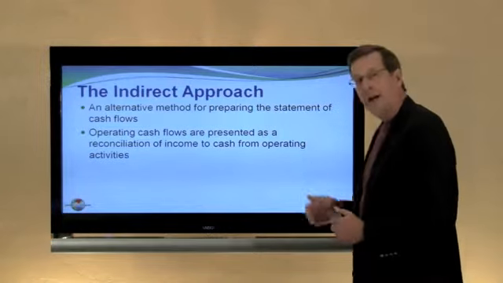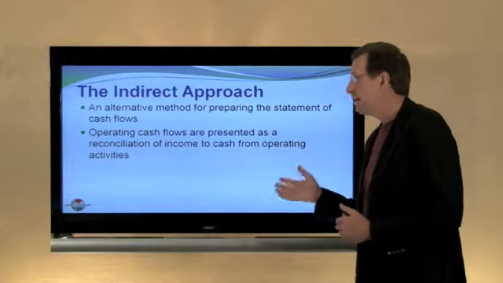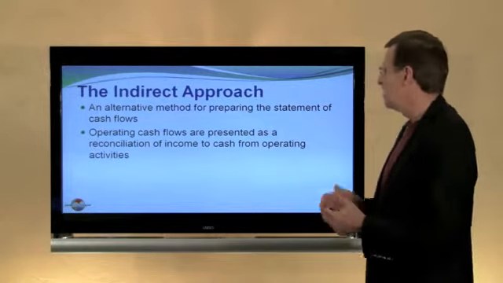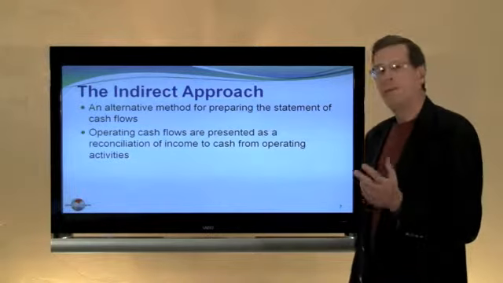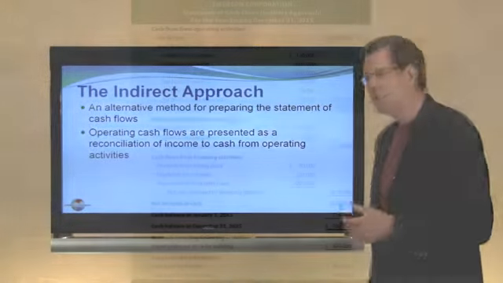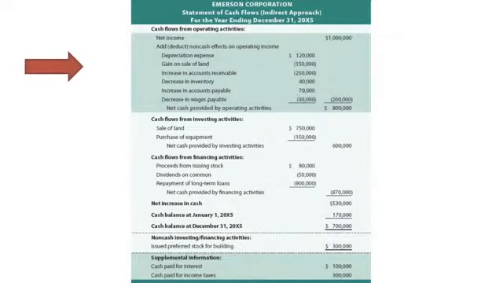Anyway, under the indirect approach, the operating cash flows are presented as a reconciliation of income to cash from operating activities. And here's a statement of cash flows. Here is the first section, the cash from operating activities. We have the net income plus and minus the various adjustments. This is what we saw in the earlier slide, the $800,000 net cash provided by operating activities.